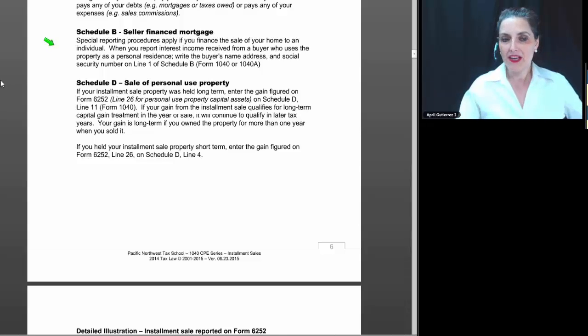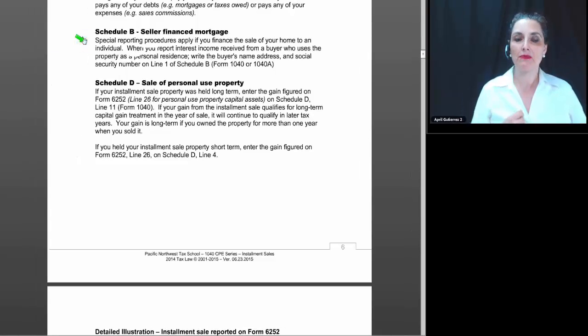Under a seller-financed arrangement, one of the things to be aware of is that the interest component of each payment does get reported on Schedule B, and special reporting procedures do apply if you finance a sale of your home to an individual, particularly one who purchases the house as a personal residence. If it is purchased as a personal residence by the buyer and you are financing that loan, then you will need to report the interest income you received from the buyer. You report that on Schedule B, and in addition to entering the amount of interest they paid you, you will enter their name, address, and Social Security number.